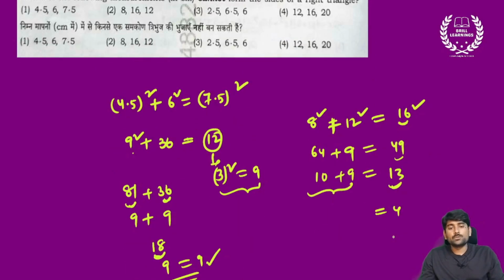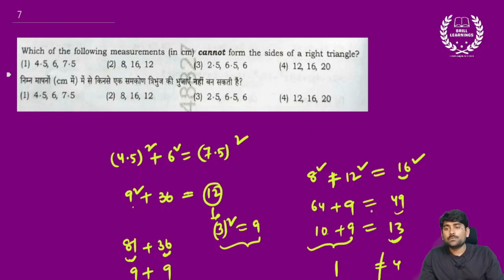The digital sum on the left-hand side should be equal to 4. But here the other side is 1 plus 9, 10. 10 means 1 only, which is not equal to this. So this is not the correct option, and that is why this is our answer. With these numbers 8, 16, 12, we cannot form a right angle triangle. That is why the second one is the right answer here.